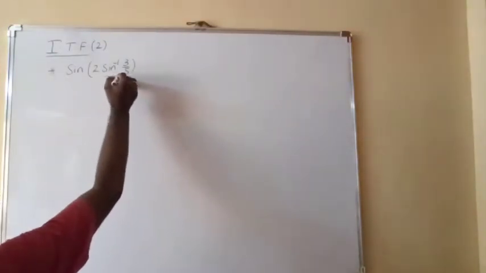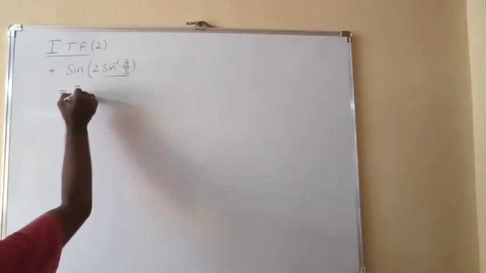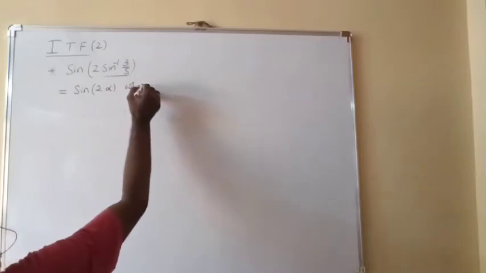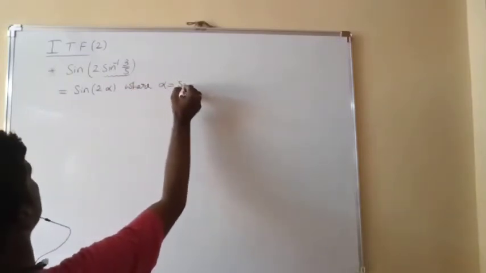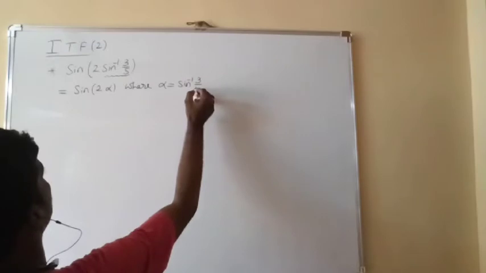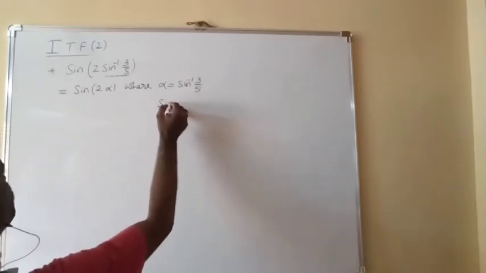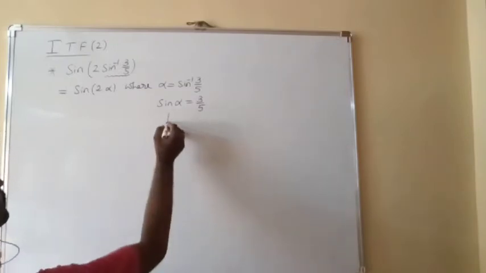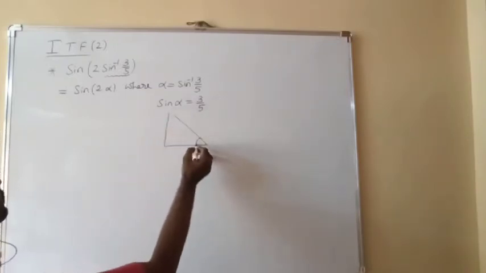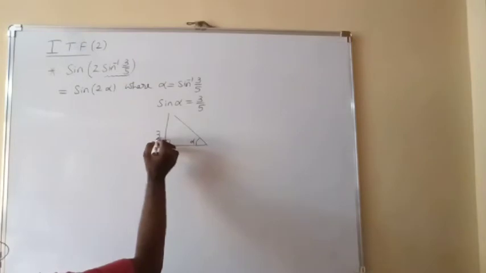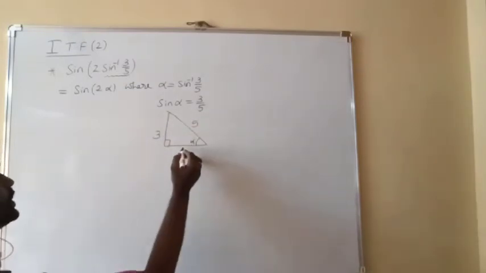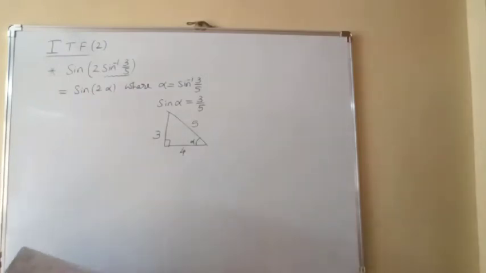So you take this angle as alpha. Then what we have to find is sine 2 alpha. Correct? So what is alpha? Alpha is equal to sine inverse of 3 by 5. So from this we can write sine alpha is equal to 3 by 5. So draw the right triangle. Sine alpha is 3 by 5, so opposite is 3, hypotenuse is 5. Obviously, the adjacent side becomes 4.